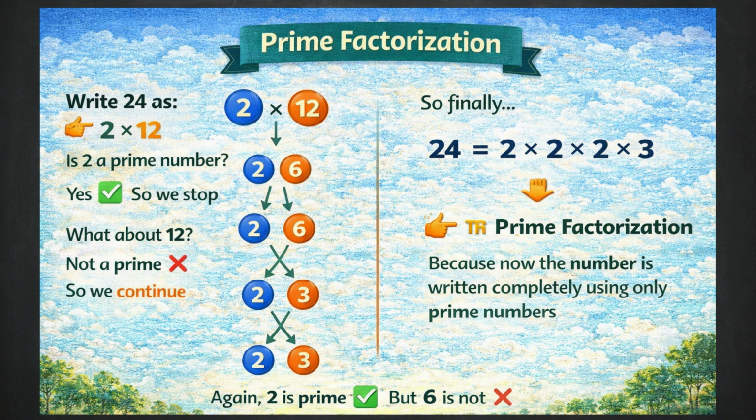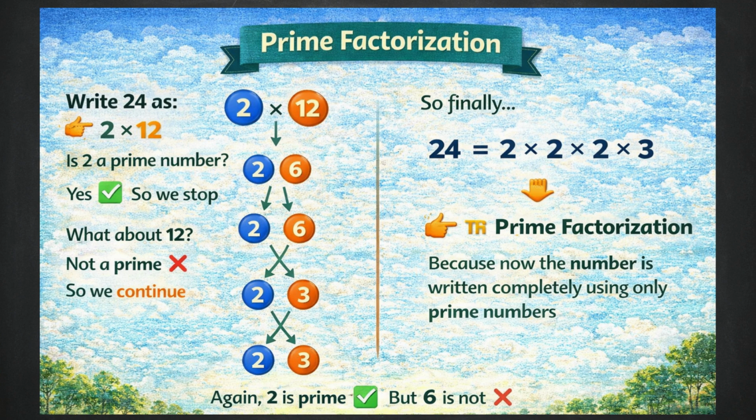So we continue. Now break 12. 2 into 6. Again 2 is prime, but 6 is not. Break 6. 2 into 3. Now both 2 and 3 are prime numbers. So finally 24 becomes 2 into 2 into 2 into 3.